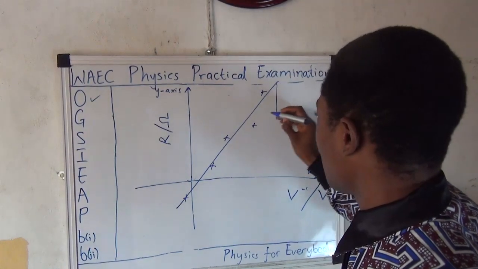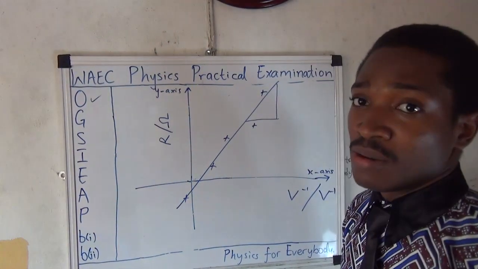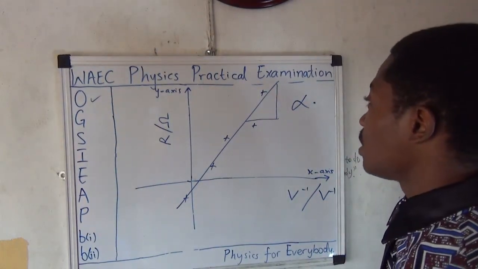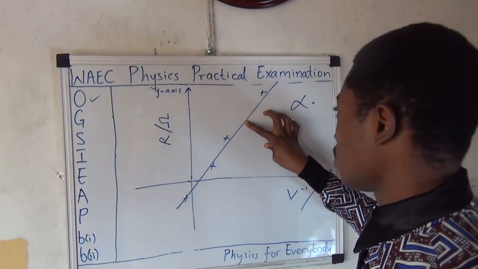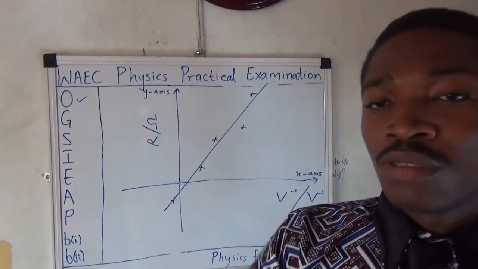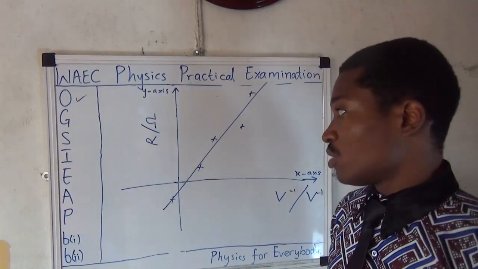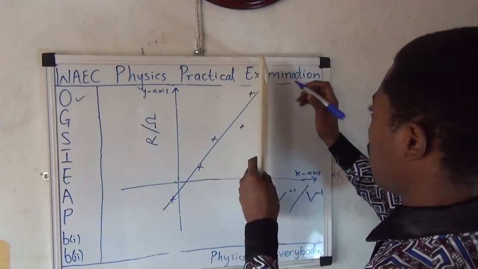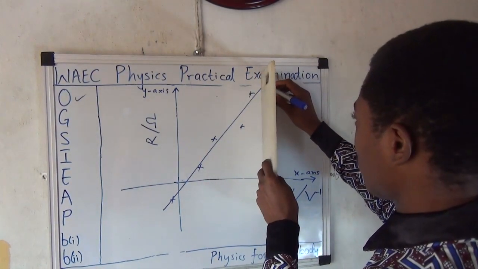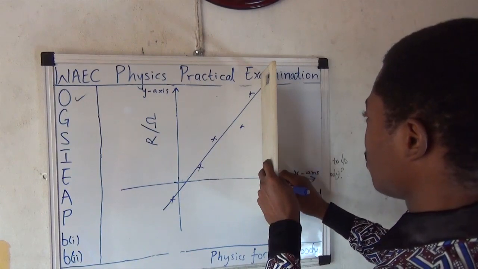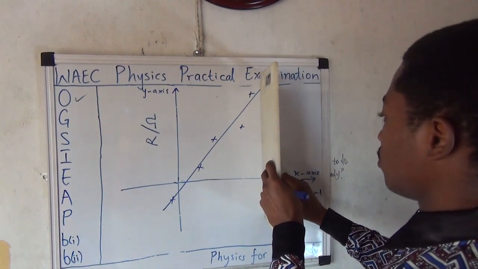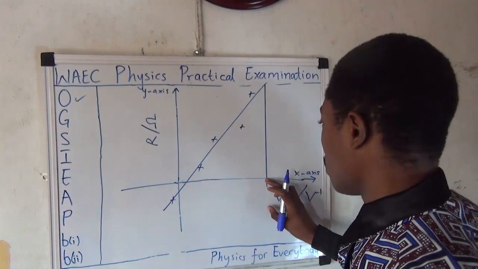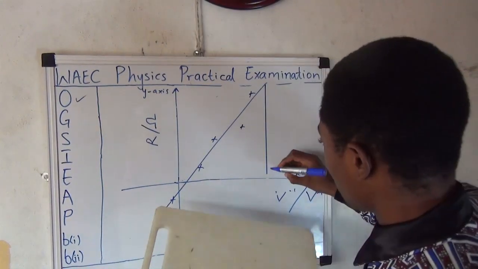If I draw a right angle triangle as small as this, I would lose marks for my slope. You must draw a big right angle triangle so that you can trace your point. So you calculate your slope from the values you get when you draw a big right angle triangle. This is what I mean. I have to draw a very big right angle triangle. If I draw it like this, that will be correct, okay? You might decide to stop here.